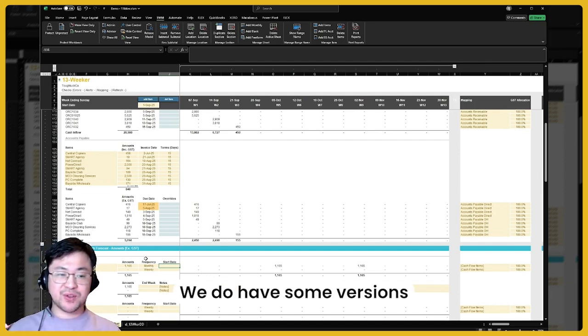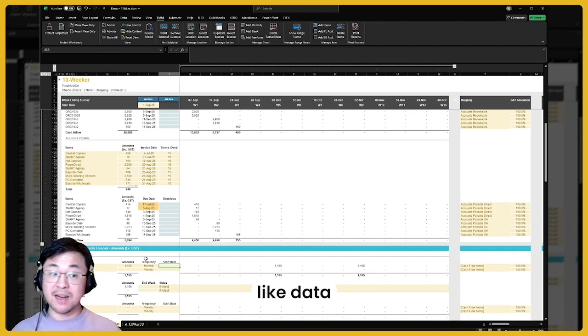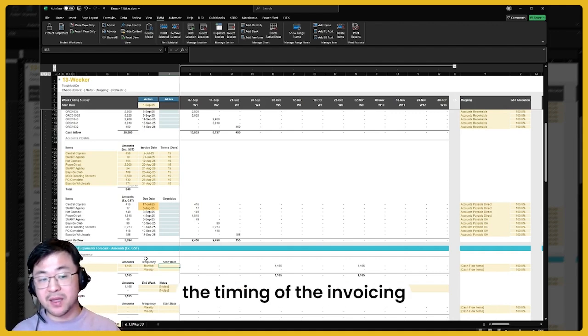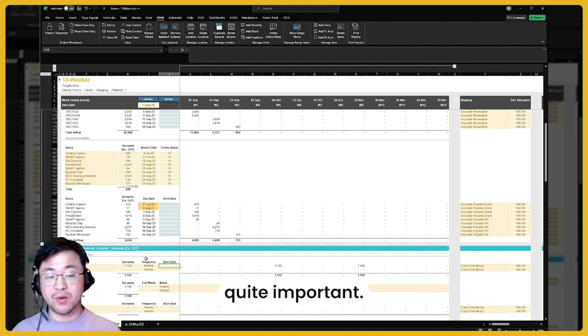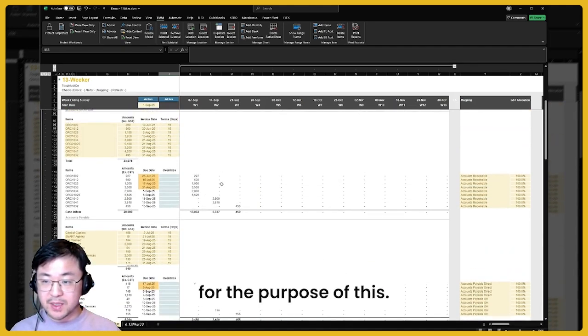We do have some versions of this model where there's a separate revenue input, quite relevant if you need to manage things like debtor finance, where the timing of the invoicing is actually quite important. But for this case, it's quite simple. Let's keep it simple for the purpose of this.